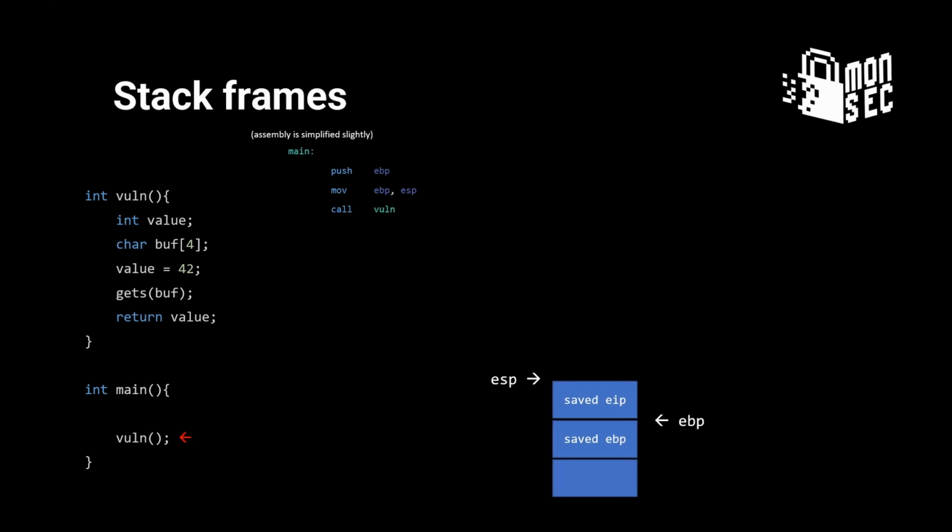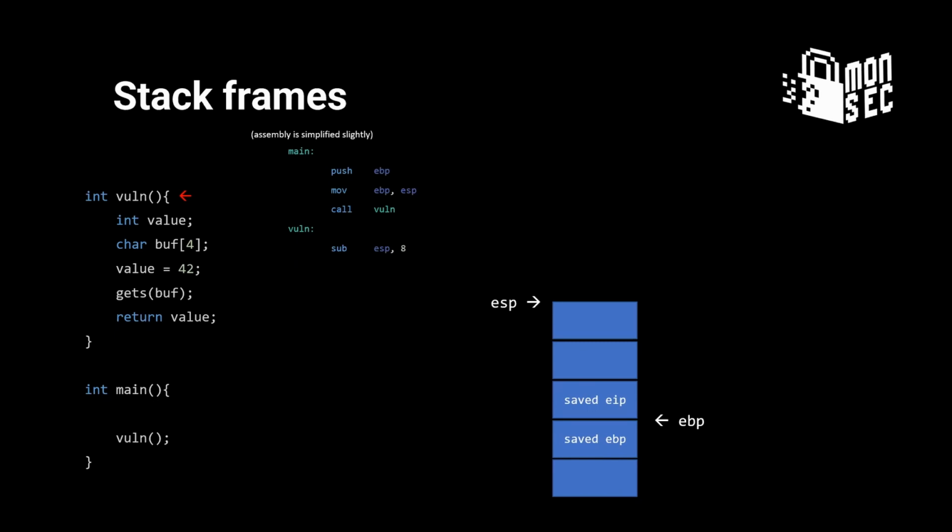Now, x86 is a complex instruction set, so a lot of instructions here actually do several things. call vuln is the same as saying push EIP, so put the current instruction pointer, or more specifically, a reference to the instruction directly after the call, basically where the code will jump back to after this function returns. It pushes that pointer to the stack and then sets the current instruction pointer to the start of the vuln function. Now, the first thing the vuln function does is sub ESP, 8, which sets aside 8 bytes of memory for local variables within the stack. Now, keep in mind, this assembly is simplified slightly. If you run it through GDB, it will look slightly different.